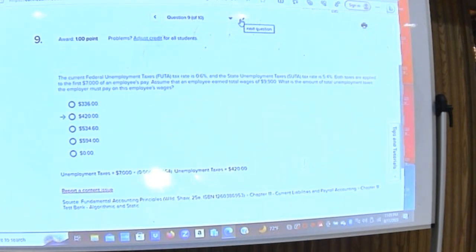Number 9, here again talking about FUTA and SUTA. Employee earns $9,900, and down there at the bottom of the screen shows that usual calculation. Remember, it's not on the 9,900. It only applies to the first 7,000.